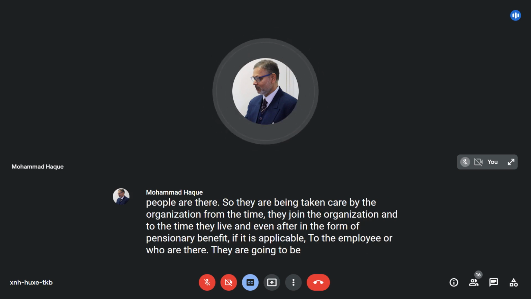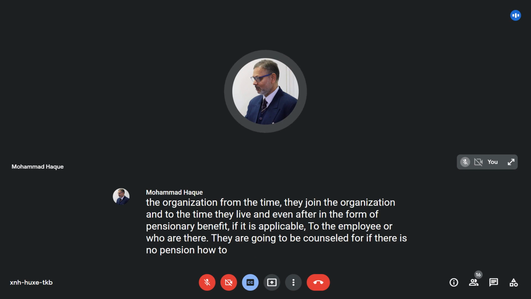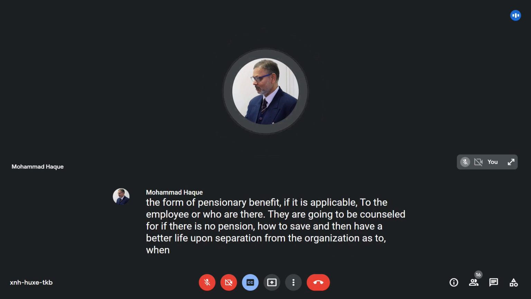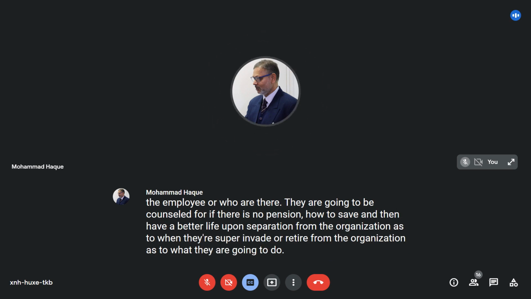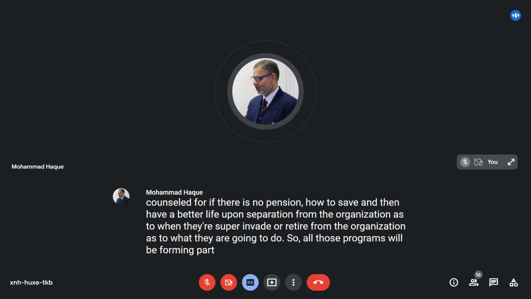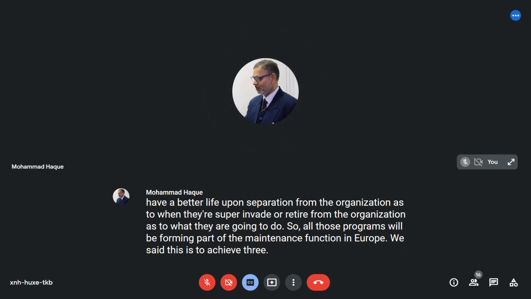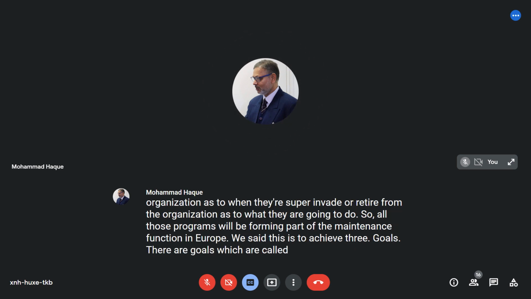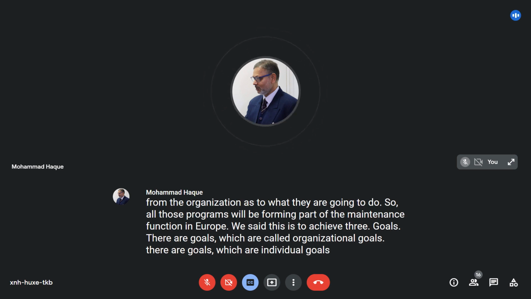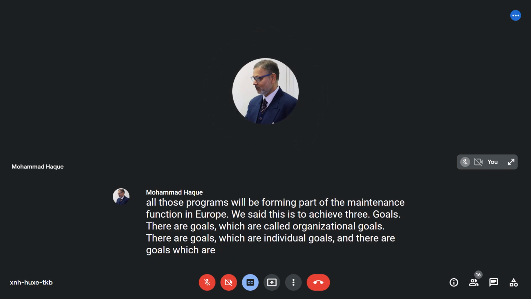They are going to be counseled, if there is no pension, on how to save and then have a better life upon separation from the organization, when they superannuate or retire, as to what they are going to do. So all those programs will form part of the maintenance function in the organization. We said this is to achieve three goals. There are goals which are called organizational goals. There are goals which are individual goals, and there are goals which are societal goals.